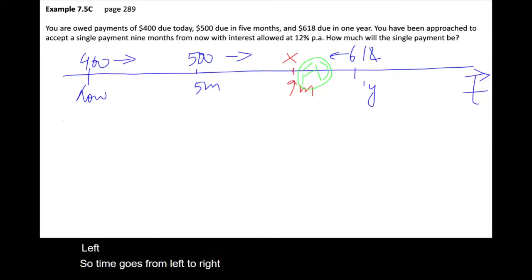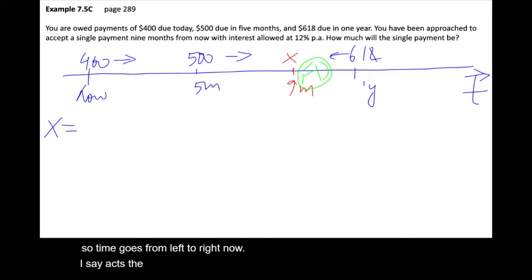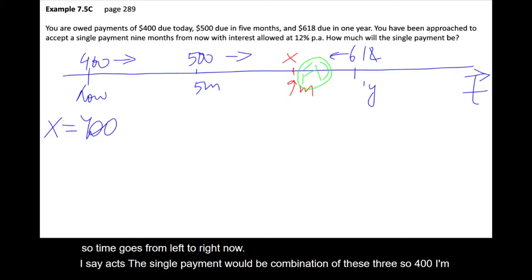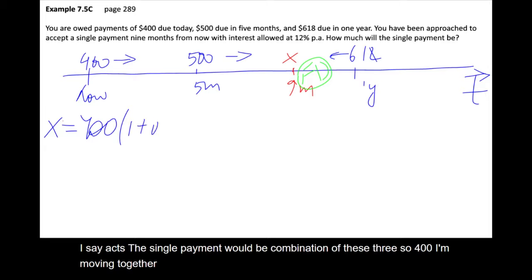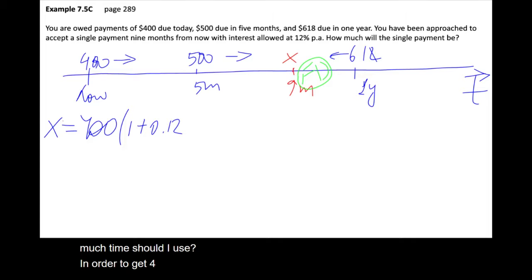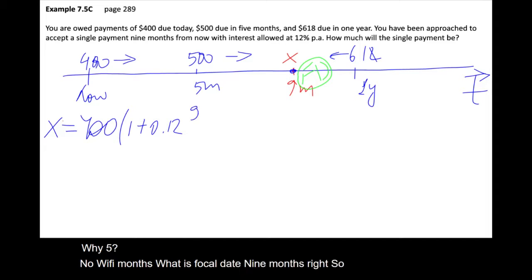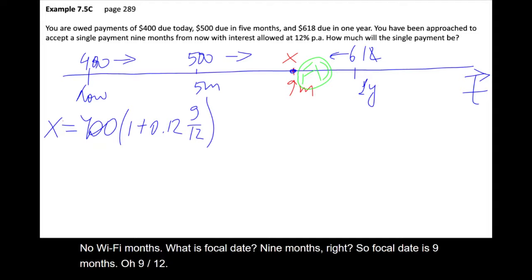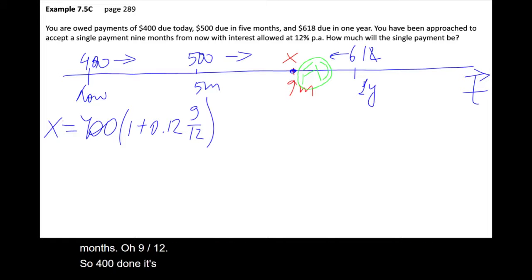Right now, I say, okay, X, the single payment, would be a combination of these three. So 400, I'm moving together with time, so I use the future value formula. Now, how much time should I use in order to get 400 to the focal date? 5/12? Why 5 months? What is the focal date? 9 months, right? So the focal date is 9 months, so 9/12. So 400 is done. It's already there.